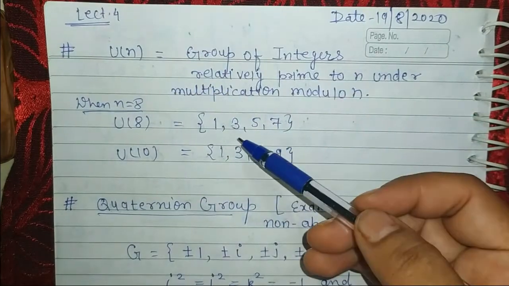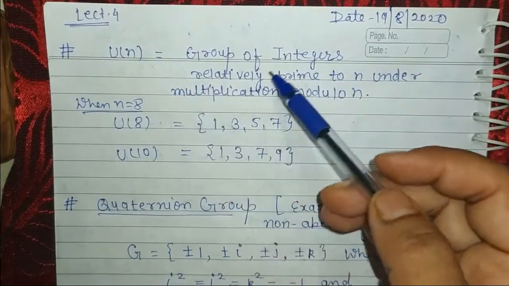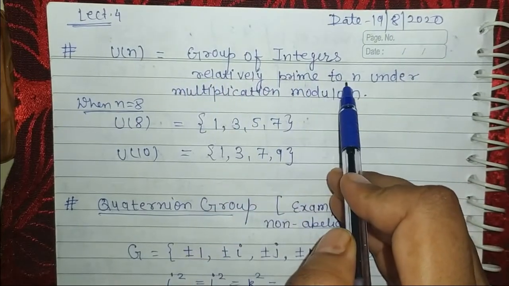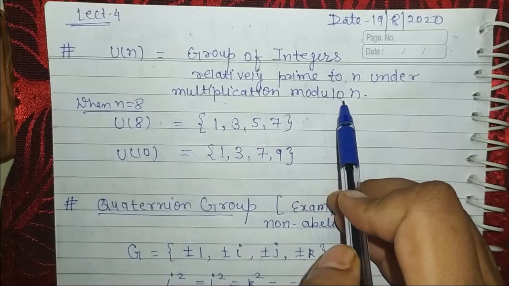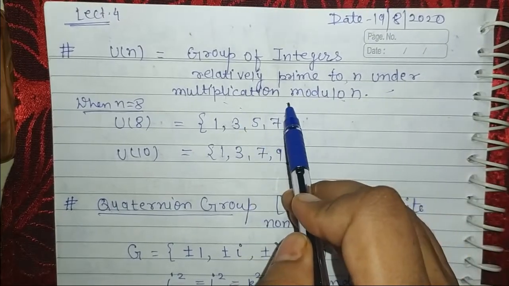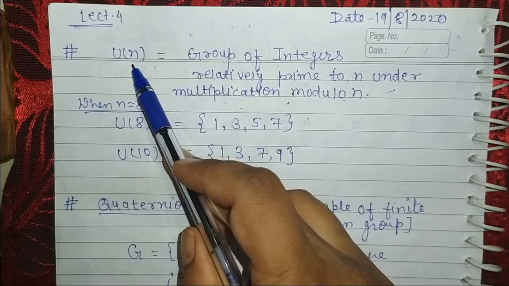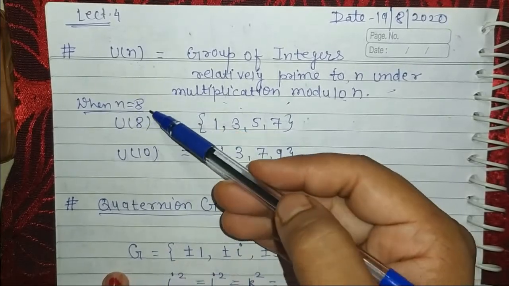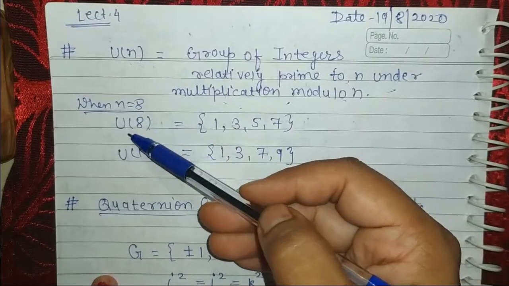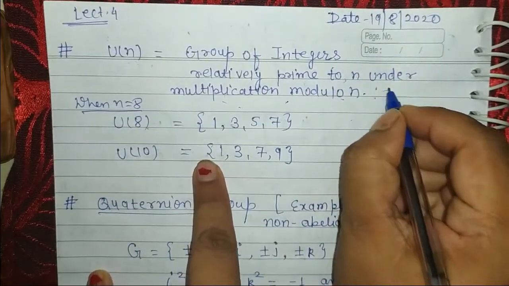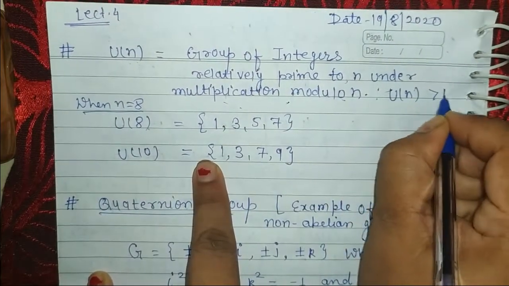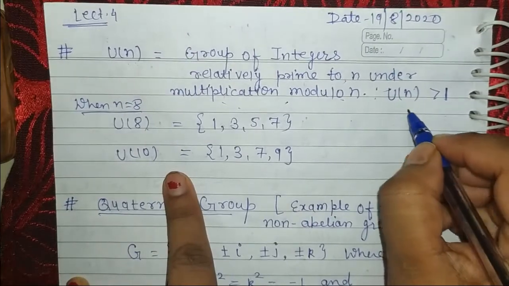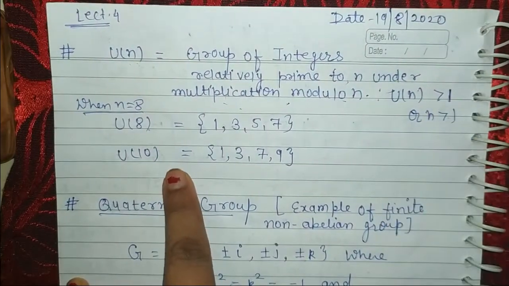U(n) is especially known as the group of integers where n is relatively prime to n under the multiplication modulo. This group is also for multiplication. How can we find the values of this group? Suppose I am taking here n equal to 8. And one more condition is that n is always greater than 1.